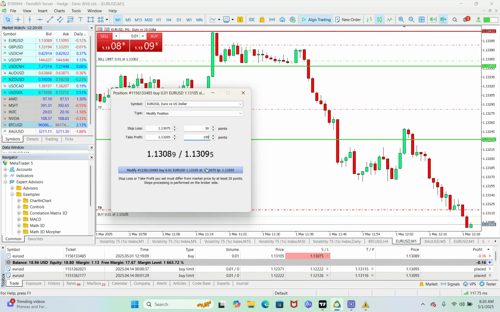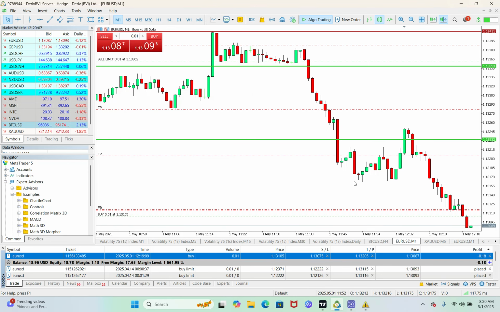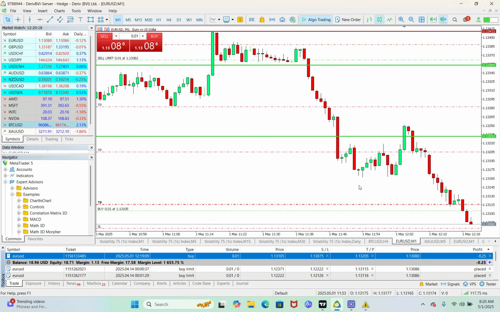Place. Okay, so we're risking 30 cents to make $1. So not a bad risk to reward. Right, so if we lose, we lose 30 cents. If we win, we win $1.